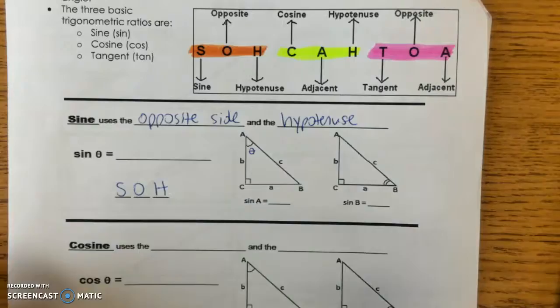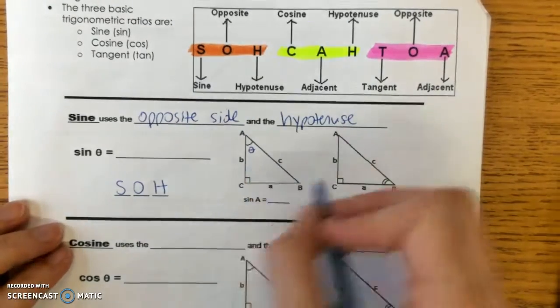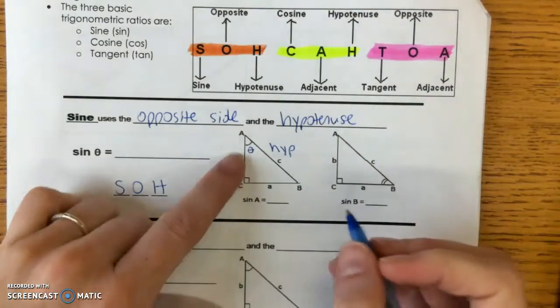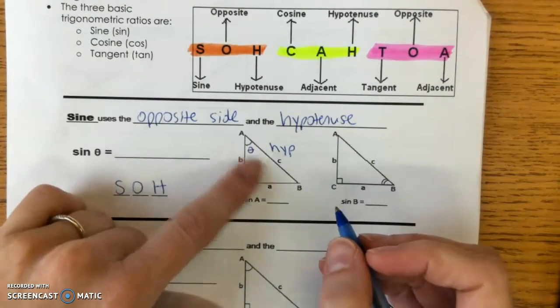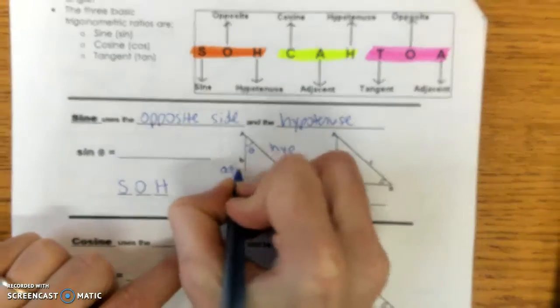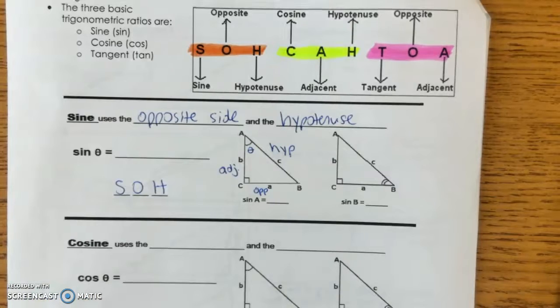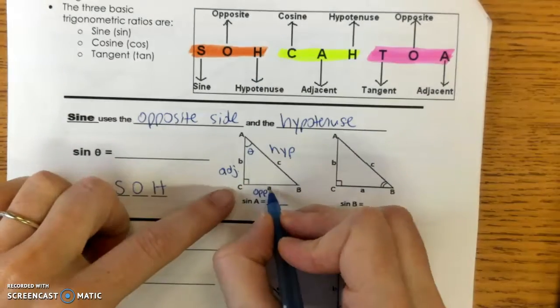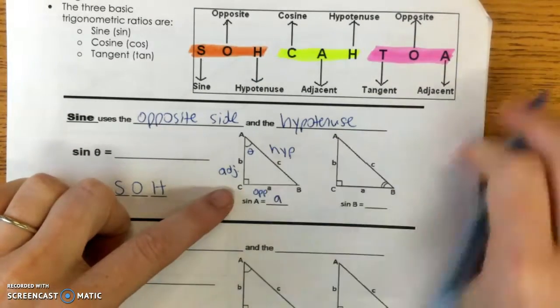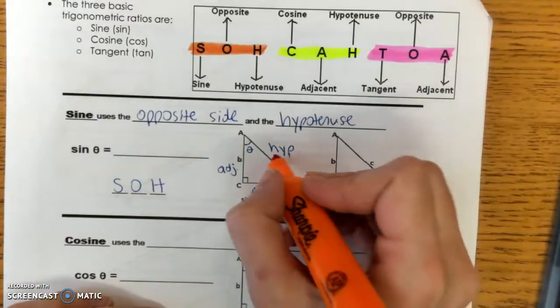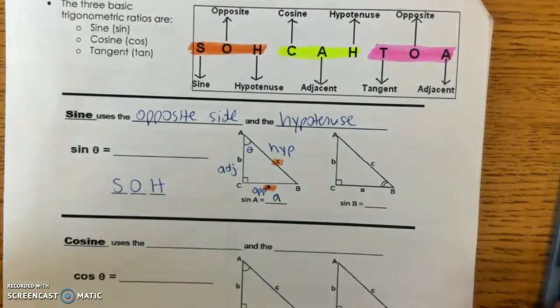All right, let's figure this out. Very first step is labeling. I labeled my theta. My hypotenuse is across from the right angle. My opposite is across from theta. And my adjacent is my leftover side right here. So to find sine of A, that's going to be my opposite side, which is A. See this little A? It's going to be my opposite side over my hypotenuse, which is C.